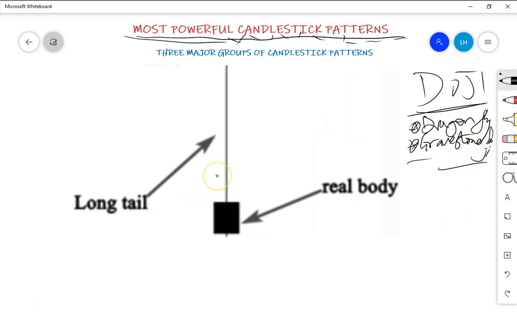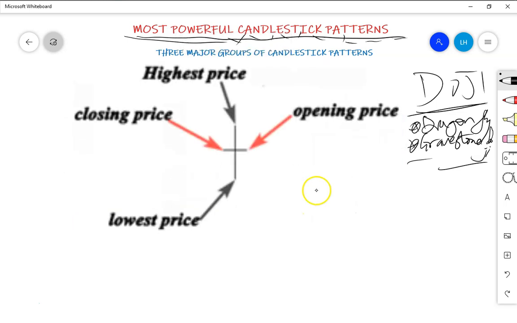So now let's remove this shooting star and see a doji. This is the general doji. It is not within those two categories. It is just a general doji.